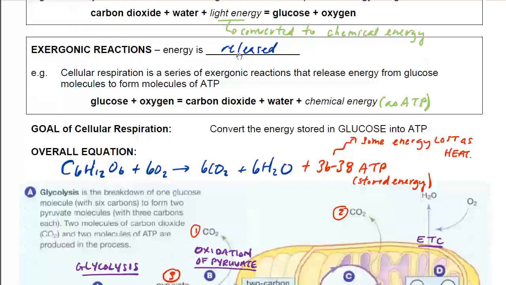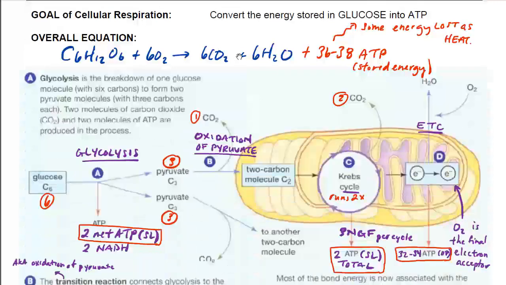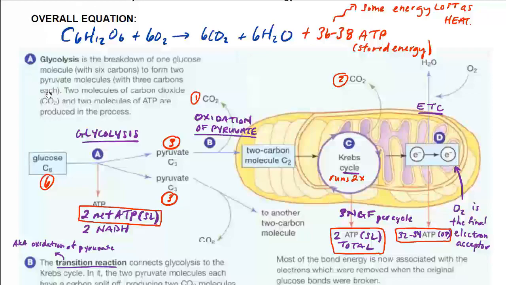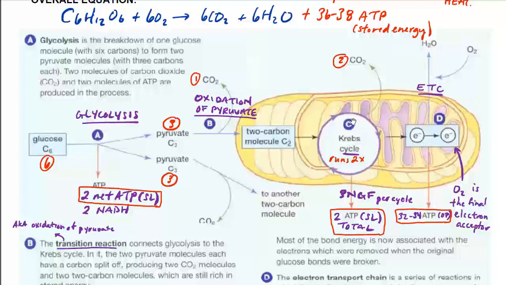Now, there are 4 stages to cellular respiration. Glycolysis we'll cover in the next lesson. The oxidation of pyruvate as well as the structure of the mitochondria we'll do in the second lesson. Then we'll focus in on the Krebs cycle, and then we'll end up with the electron transport chain.